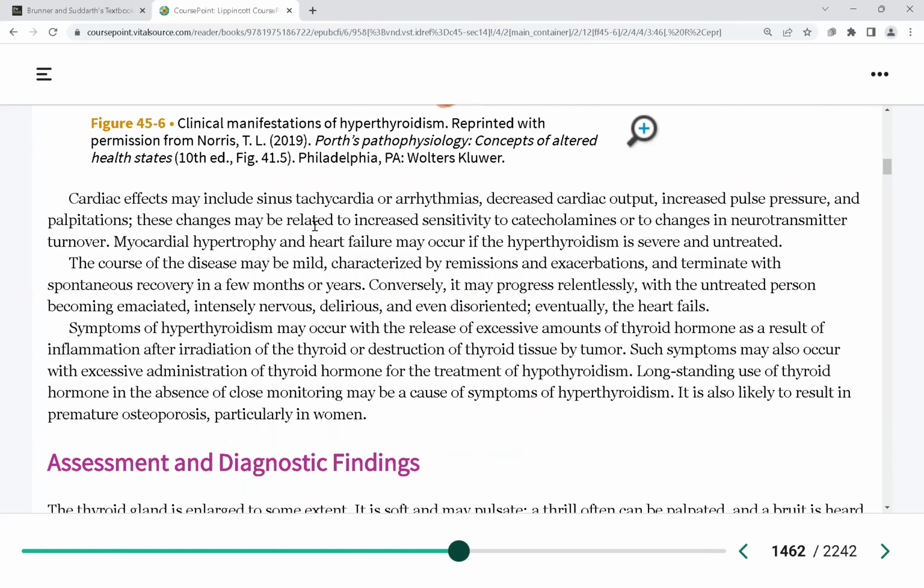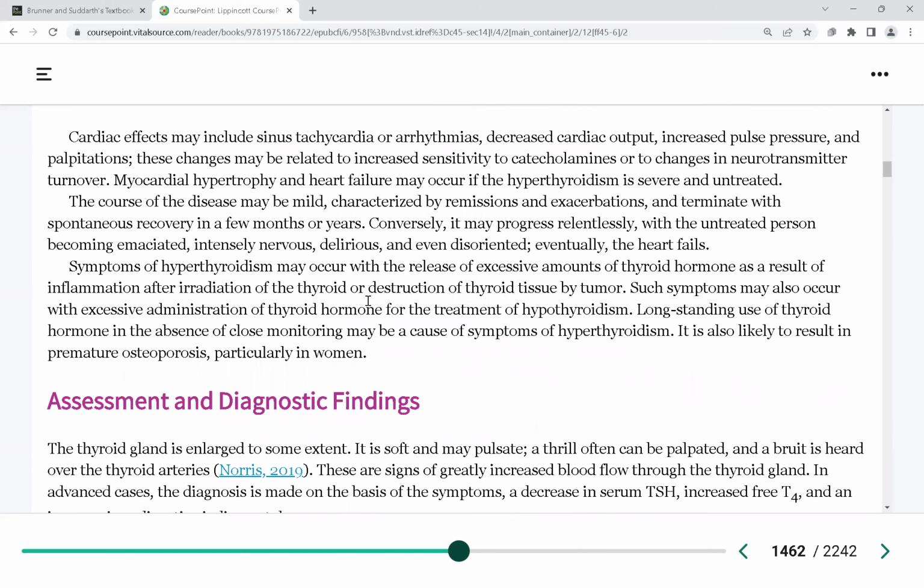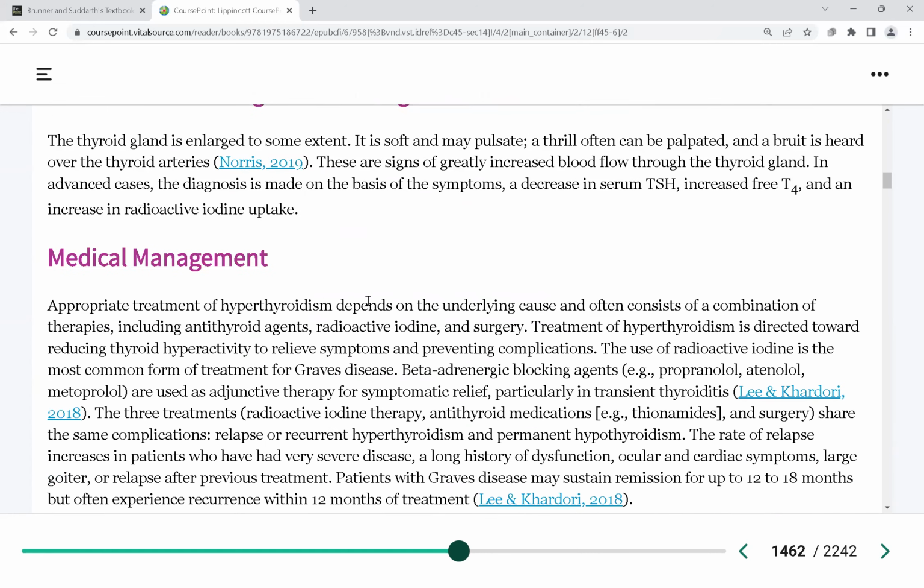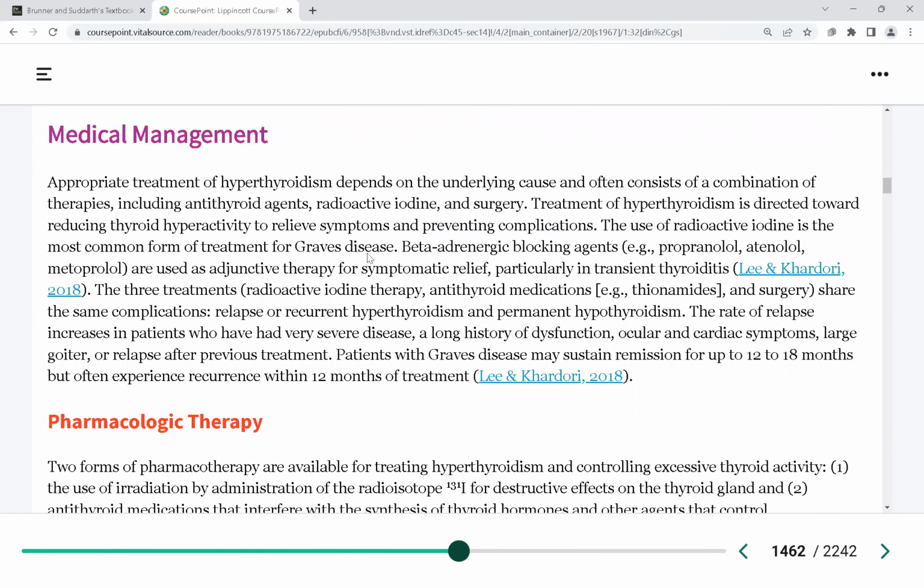So cardiac manifestations, they have tachycardia and high blood pressure, which is opposite of what you saw in hypothyroidism. Now let's go to management. Do these people need thyroid hormones? No, because it's already very high. Therefore, we will instead give them anti-thyroid medications. These drugs will destroy the patient's thyroid glands.